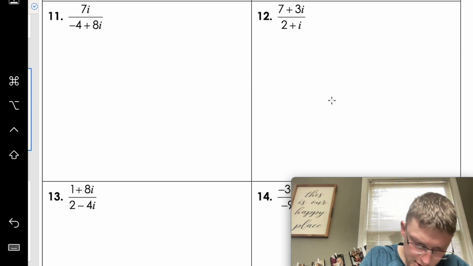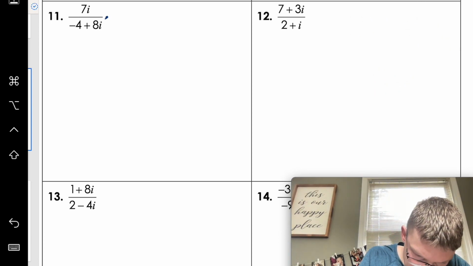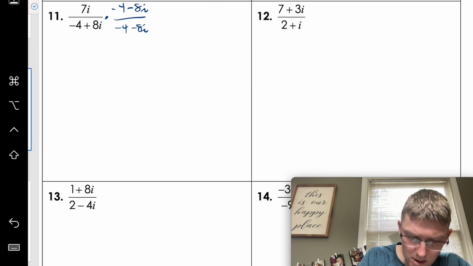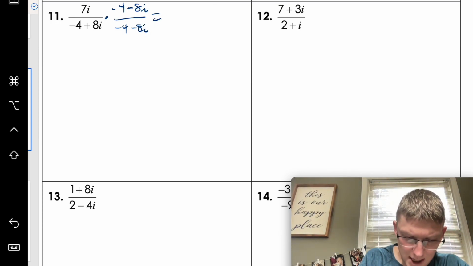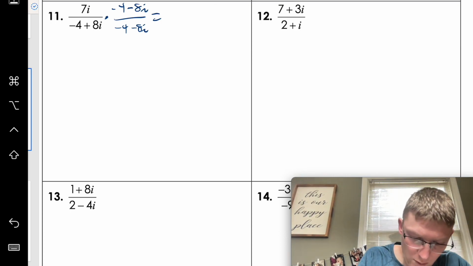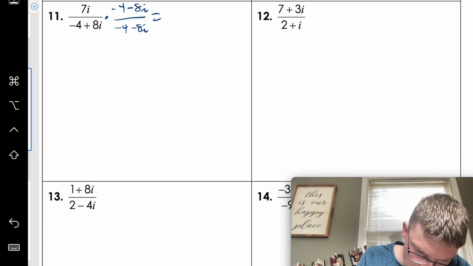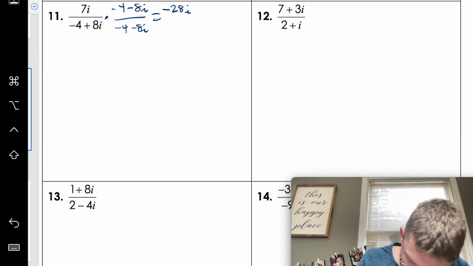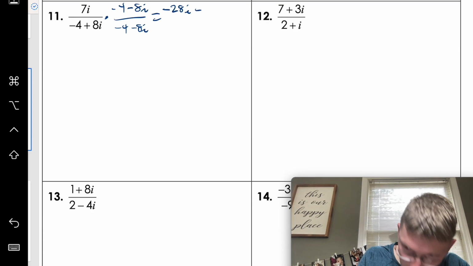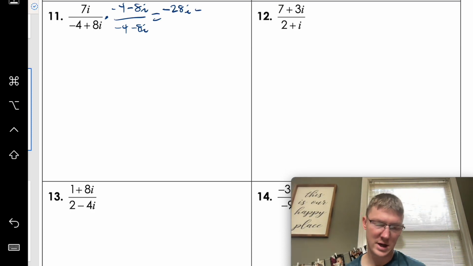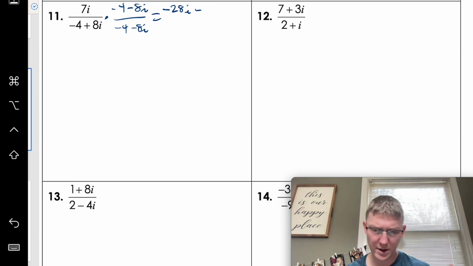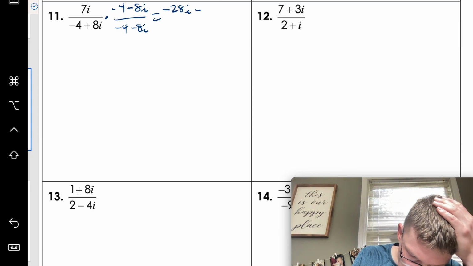Okay, some more examples. Multiply by the conjugate. Negative 4 minus 8i. Negative 4 minus 8i. So then we're going to multiply across the top. Negative 7 times 4, negative 4, whatever. I said that wrong. Negative 28i minus 7 times 8 is 56, right? Yeah, so yeah, I knew that.